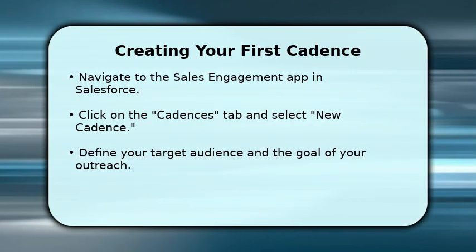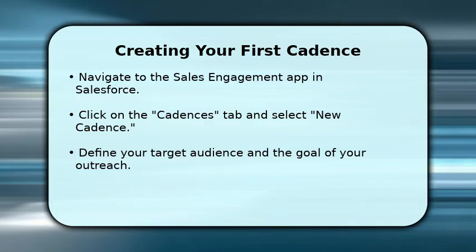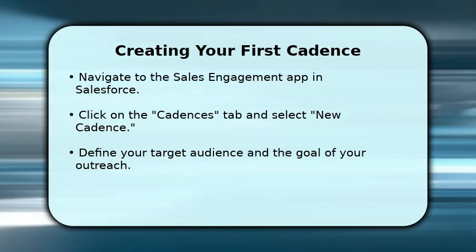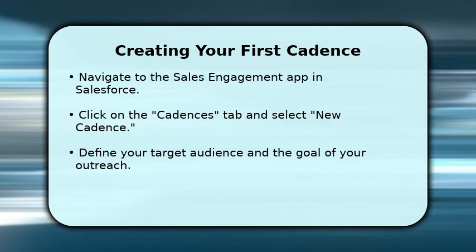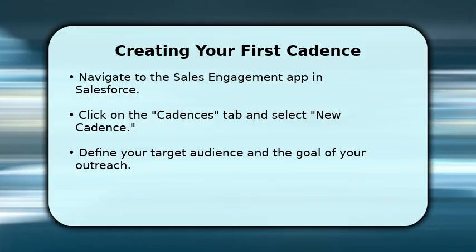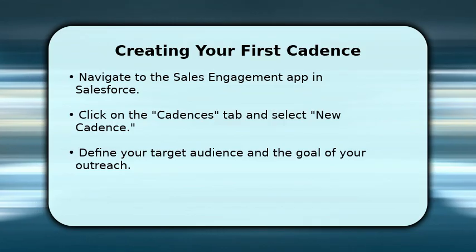Creating your first Cadence is straightforward. First, navigate to the Sales Engagement app within Salesforce. Then, simply click on the Cadences tab and select New Cadence. You'll define your target audience and the specific goal for your outreach. Next, you'll add various steps, such as pre-written email templates, effective call scripts, and clear task assignments. This structured approach ensures every interaction is purposeful and consistent.